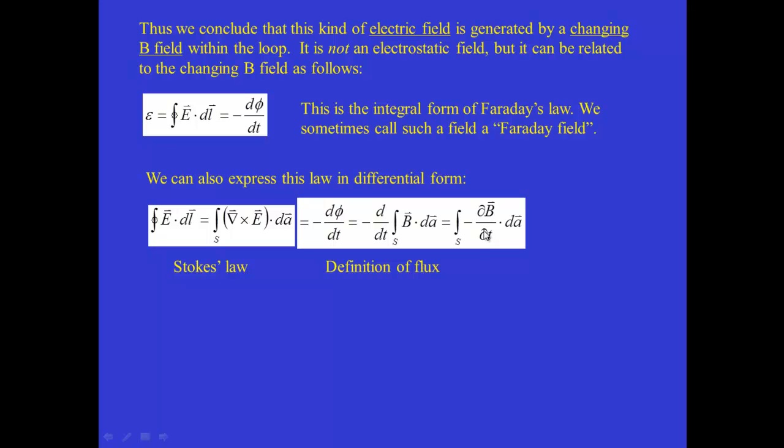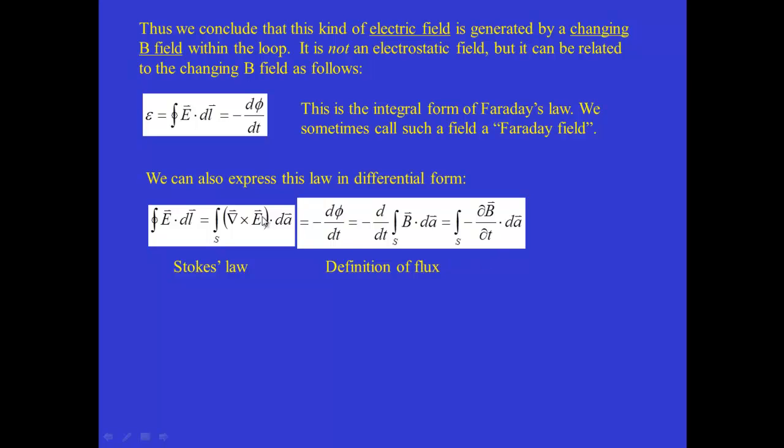And here I've put in a partial derivative sign because we expect that B should not only depend on time, but also depend on space, on x, y, and z in some region. And so it's appropriate for us to write this as a partial derivative in the most general case.